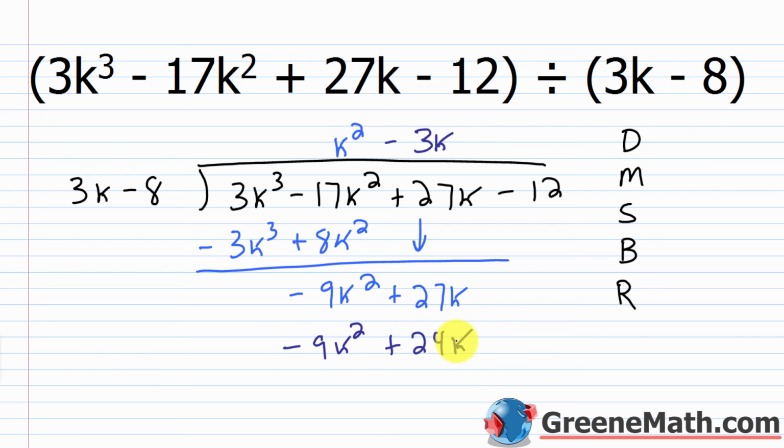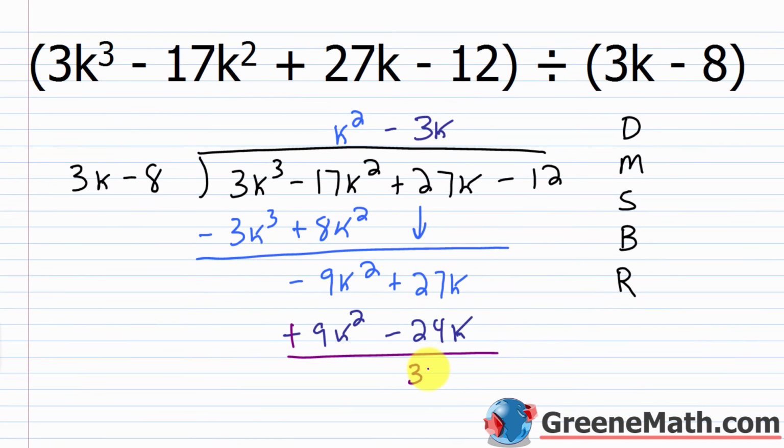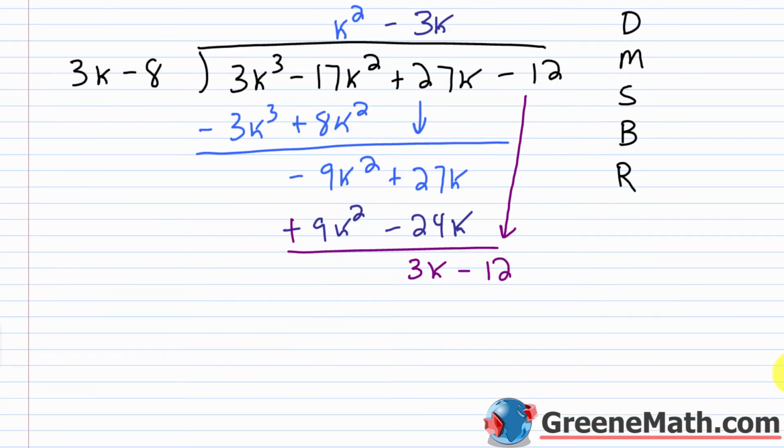Again, I'm subtracting this away, so what am I going to do? This is going to become plus, and this is going to become minus. So negative 9k squared plus 9k squared is 0. 27k minus 24k is 3k. Now I'm going to bring down the negative 12, and I'm going to repeat. So let me scroll down just a little bit.